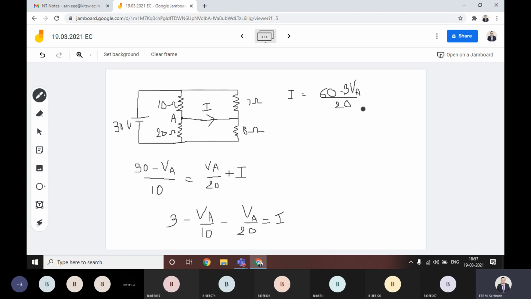2 into VA and 1 into VA, you will get 3 VA. This is the value of I in terms of VA, but we need to find the value of voltage at this node A. Then only you can find the value of I. Then how to find the voltage at that point? VA.